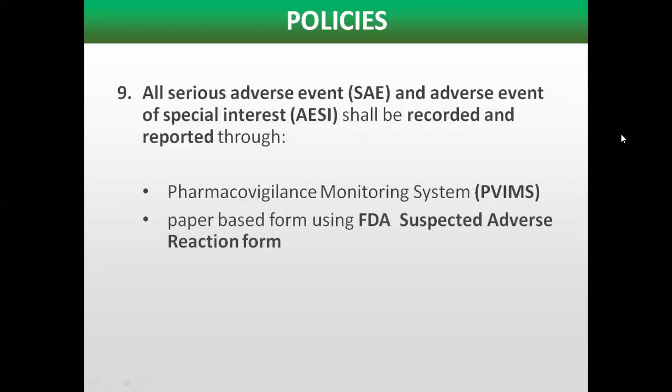Nine, all serious adverse events (SAEs) and adverse events of special interest. Later we will discuss what these adverse events of special interest are. These should be thoroughly recorded and reported through two mechanisms. We have the PBIMS, or the Pharmacovigilance Monitoring System. This is an online system wherein you can report the SAEs and the AESI.